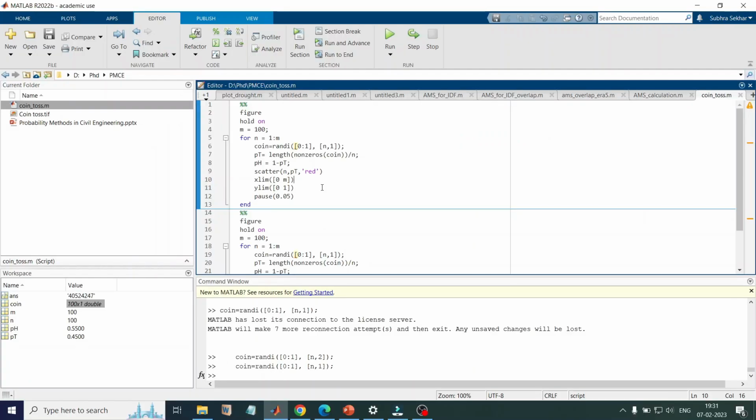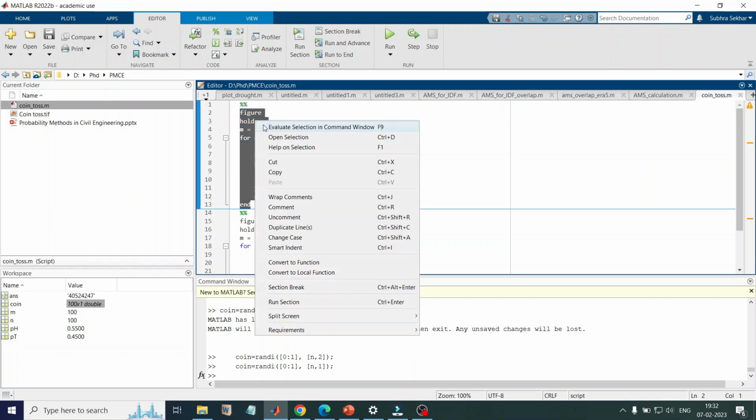Now here is an example in MATLAB using the coin tossing example. Suppose the tail represents 1 and the head represents 0. Here we are drawing 100 random numbers from a uniform distribution, and if the number is 0 we assign head, and if the number is 1 we assign tail. Then we plot the probability of getting a tail using a scatter plot. So let me run this simulation first.